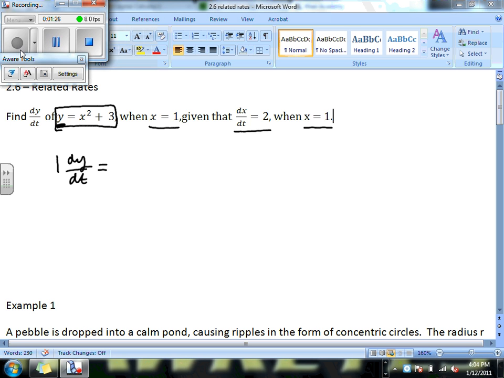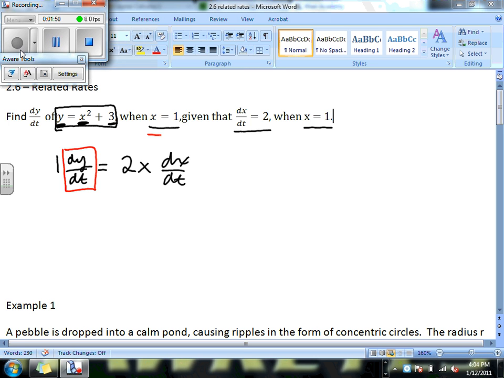So anytime we're taking the derivative with respect to t, but our variable is x, we have to do the chain rule. So take the derivative with respect to x, which is 2x, and multiply it times the derivative with respect to t, so dx dt. And then obviously the derivative of just 3 is 0. The derivative of a constant is 0.